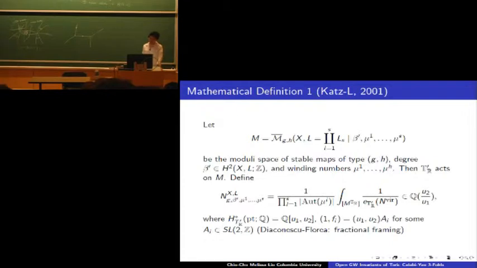So the first definition is an early definition. We form the moduli space of stable maps of topological type (g, h), degree beta prime and winding numbers. So then this moduli space is a singular orbifold with corners. So it's not clear how to construct the fundamental class, but now we can do the following. The compact rank 2 torus acts holomorphically on X, and it preserves the Lagrangian submanifold L. So it acts on the moduli space, and the moduli space has some virtual tangent bundle, and we can just define the invariants by this integral.